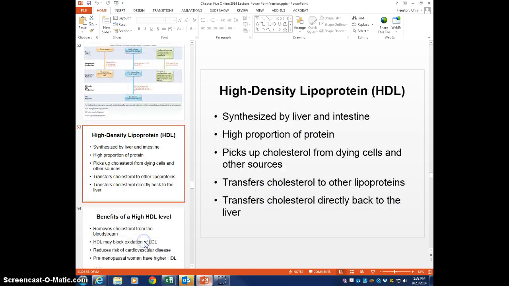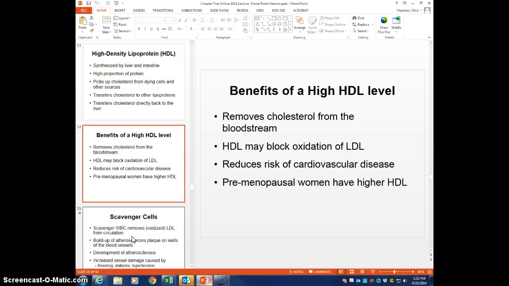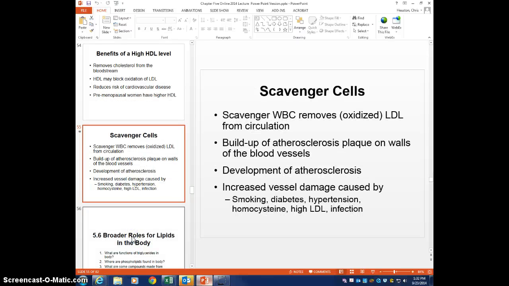So let's talk a little bit about factors that affect the HDL levels. And again, HDL is beneficial because it removes cholesterol in the blood. It also blocks the breakdown of the bad cholesterol and thus may reduce the risk of cardiovascular disease. So the scavenger cells, those white blood cells, also help remove some of that LDL. So that's a benefit too.